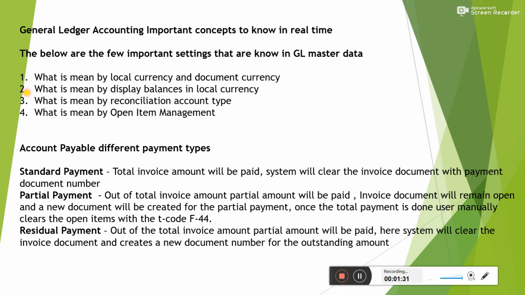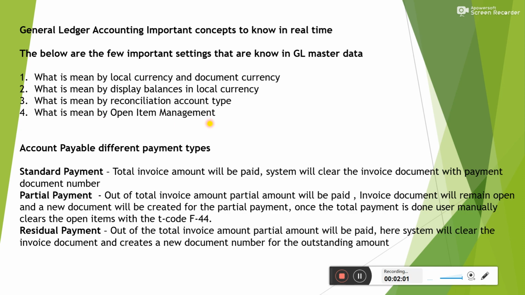We'll see that also. The other one is: what is meant by reconciliation account type in the GL master record, company code data? There is a tick for reconciliation account. Normally we select this type for subledger reconciliation to your main ledger. What does it mean and how will it work? Let us see.